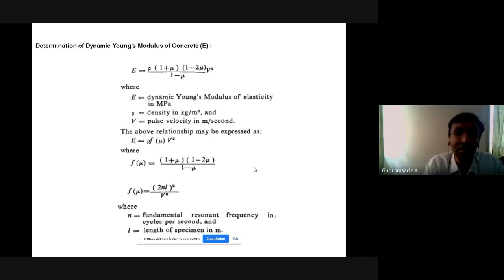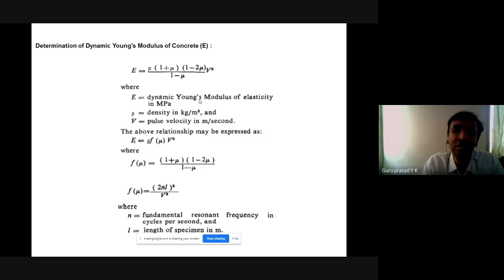The calculations involved: the dynamic Young's modulus of concrete. Here, V is the pulse velocity, which we have just determined, converted to meter per second. It should be inputted. What is mu? Mu is the Poisson's ratio of concrete. The code says it can be taken between 0.2 to 0.3. Even IS 13311 says up to 0.35 you can take it. So I would go for somewhere around 0.27 to start off.